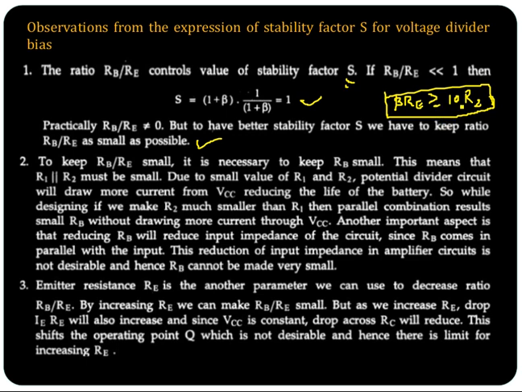So how can I again justify this based on the stability factor S? We want the stability factor to be minimum. So again, a condition is coming, RB by RE should be as small as possible. So to keep this RB by RE as small as possible, we want to make this RB small, isn't it? Or RE large. So there are two options.